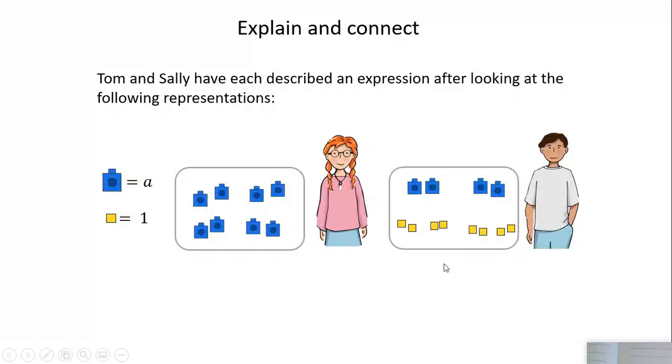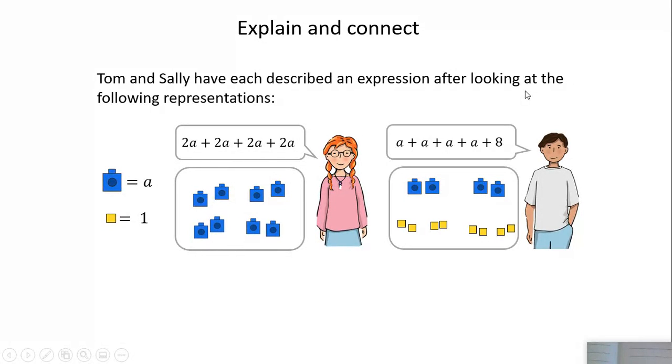And again, it's useful to think about representations here. So let's call the blue blocks a, and let's call the yellow blocks 1. What does Sally have? Well, she's got 1, 2, 3, 4, 5, 6, 7, 8. She's got 8a. She's also got other groupings. Sally can see that she's got 2a plus another 2a plus another 2a plus another 2a. So again, that's an equivalent expression.